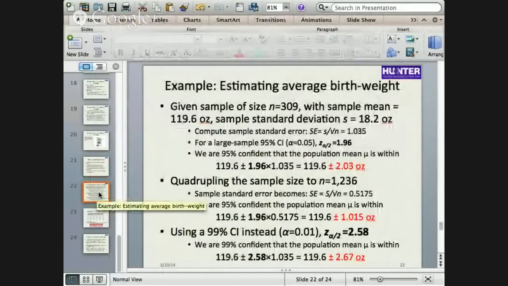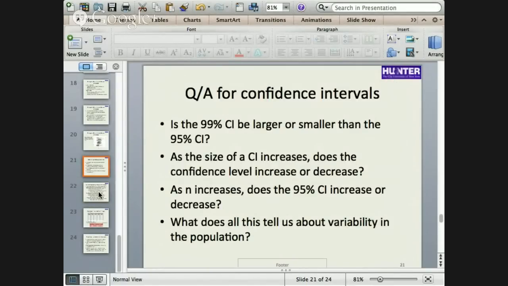Yes, question. Sorry, as you increase what? As n increases, does the 95% confidence interval increase or decrease? The answer there was that it decreases. It gets smaller. Does that make sense?